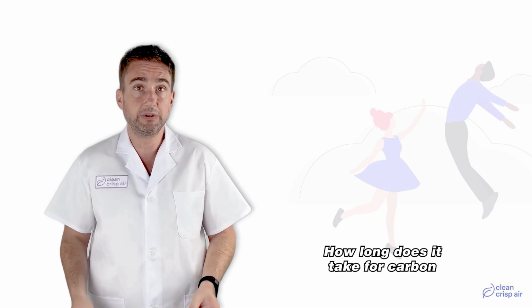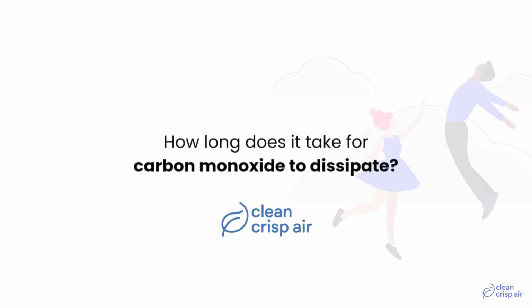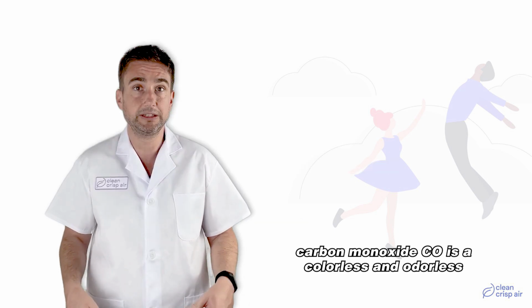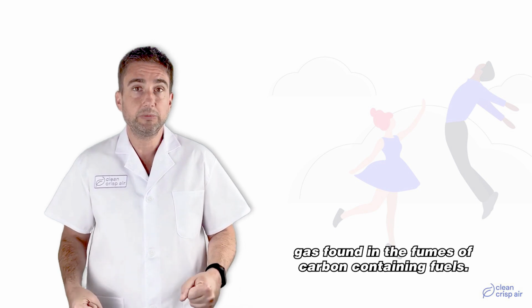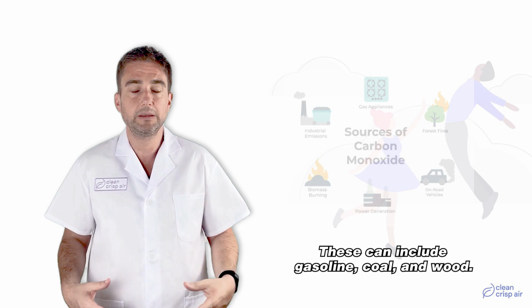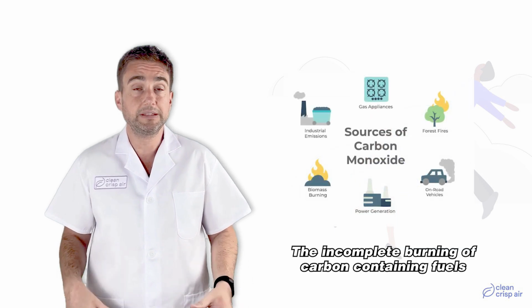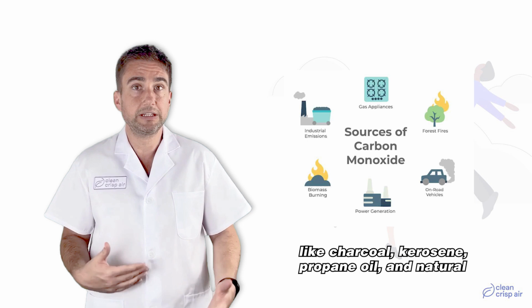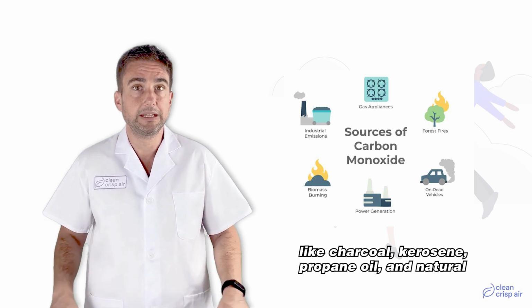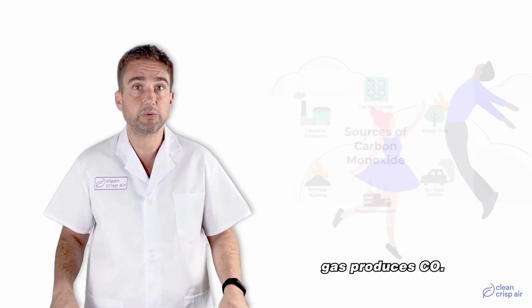How long does it take for carbon monoxide to dissipate? Carbon monoxide, CO, is a colorless and odorless gas found in the fumes of carbon-containing fuels. These can include gasoline, coal, and wood. The incomplete burning of carbon-containing fuels like charcoal, kerosene, propane, oil, and natural gas produces CO.